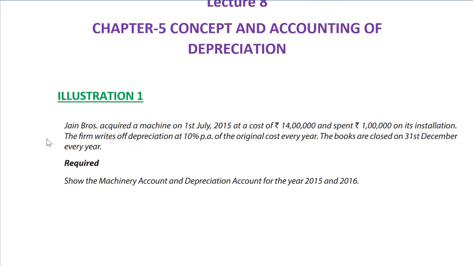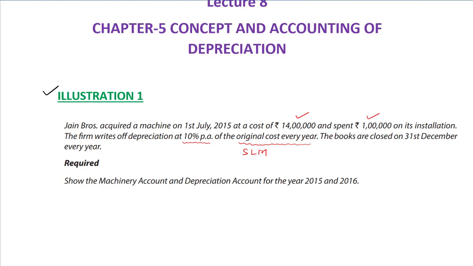Let us begin with illustration 1. Jan Brothers acquired a machinery on 1st July 2015 at a cost of 14 lakhs, and spent 1 lakh on the installation. So these installation charges will be capitalized on the value of machinery. The firm writes off depreciation at 10% per annum of the original cost every year. Original cost method, that means straight line value method.